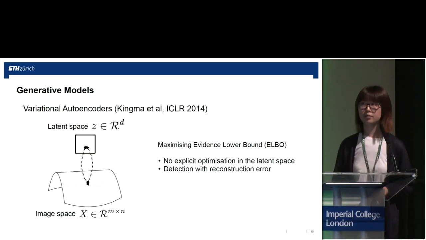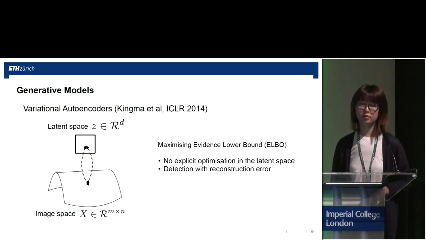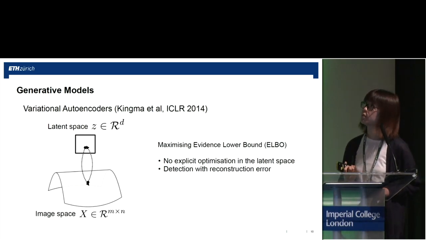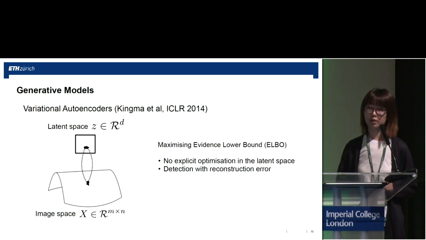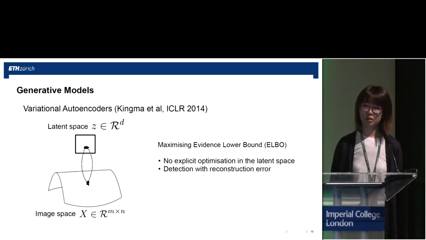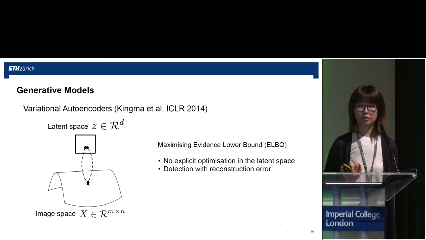The other model is the variational autoencoder. In this method, the mapping goes both ways: from the image space to the latent space and back from the latent space to the image space. The mapping is estimated by maximizing the evidence lower bound. To detect the lesion with this method, no explicit optimization is needed in the latent space, and the detection is achieved by calculating the reconstruction error. The problem with this method is that there are also cases where the image is not 100% faithfully reconstructed, so we might end up with many false positives.